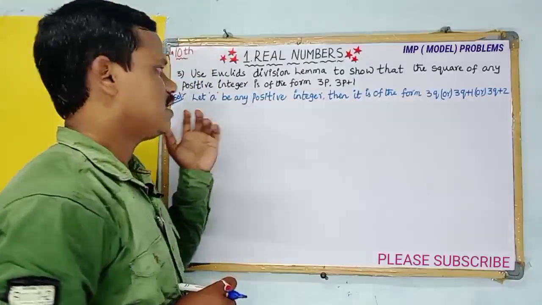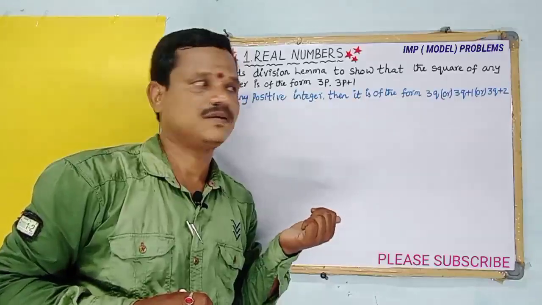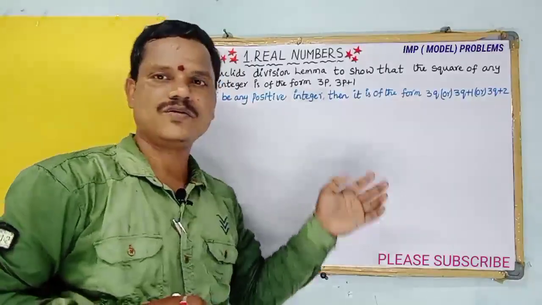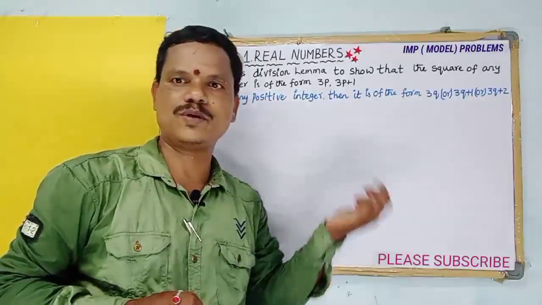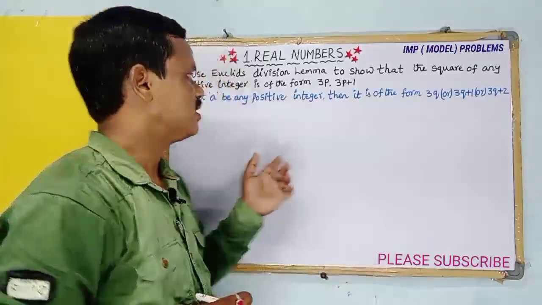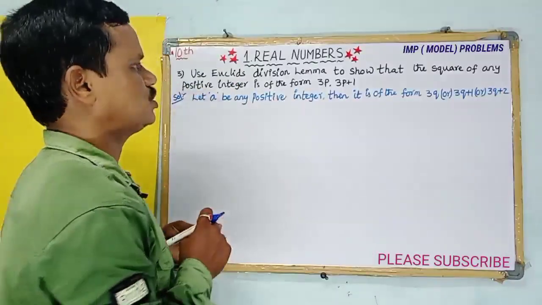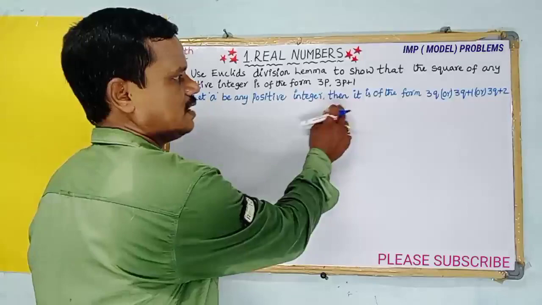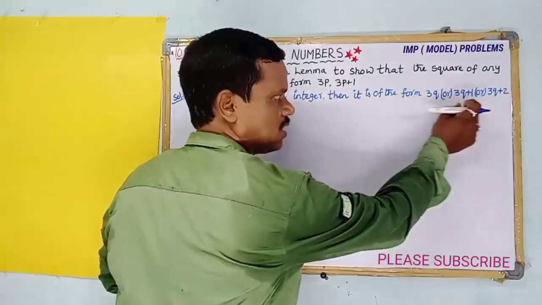We know that any positive integer is of the form 3q plus 1 or 3q plus 2. Okay, from that let a be any positive integer, then it is of the form 3q or 3q plus 1 or 3q plus 2.